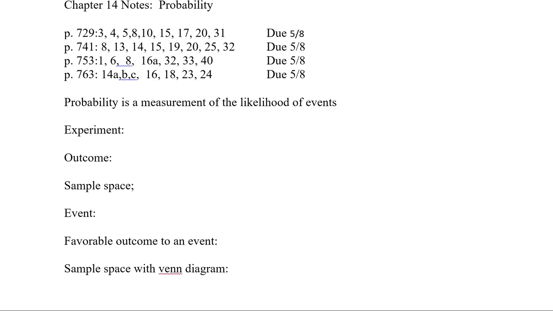Hi, we're going to start talking about probability. Probability is a measure of the likelihood of events. A couple of definitions that we need to look at before we begin. The first is an experiment. An experiment is something with an uncertain result.